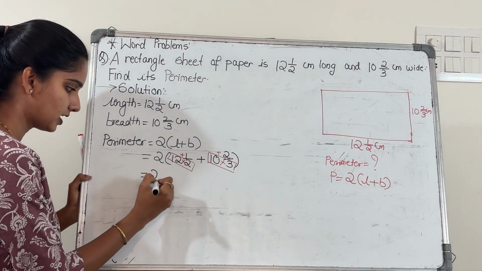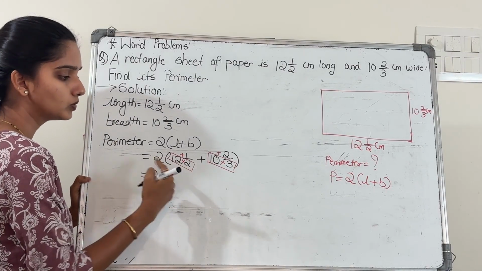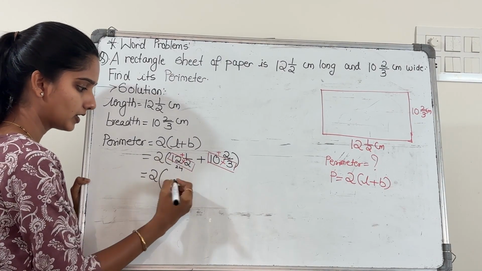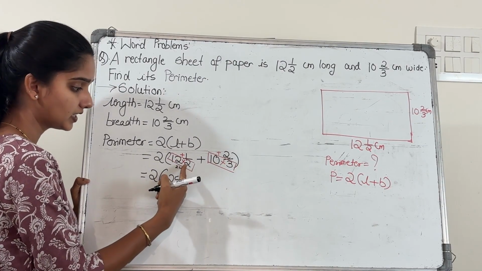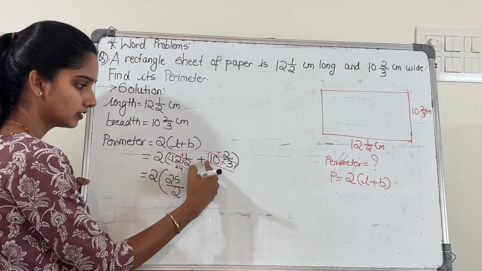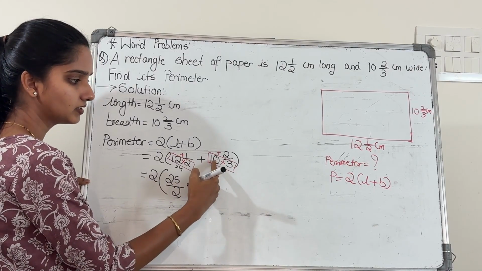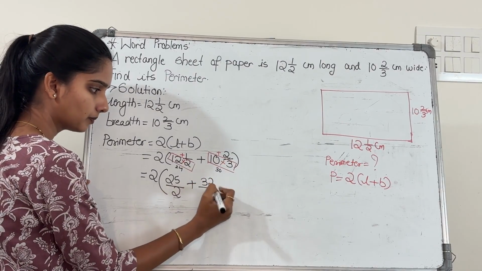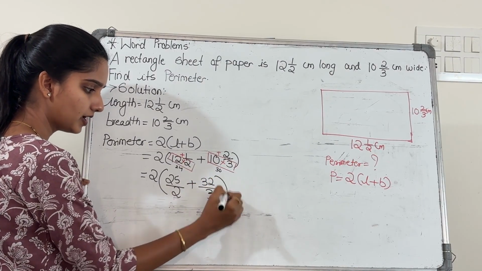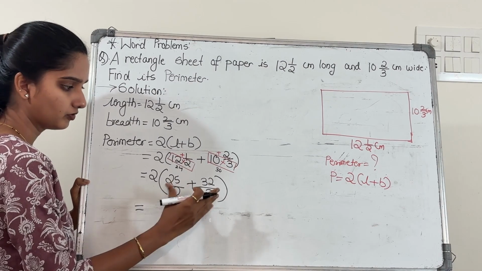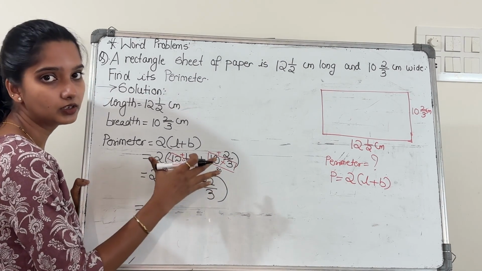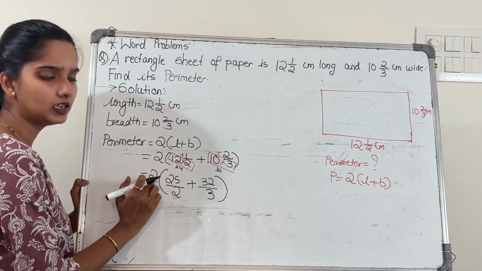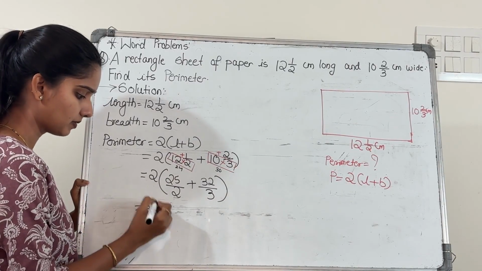This 2 will remain as it is. 12 2s are 24, and 24 plus 1 is 25. Whatever is in your denominator, you copy as it is. This plus will come as it is. Then 3 10s are 30, and 30 plus 2 is 32 upon the denominator, which will come as it is. Again, first simplify whatever is in your bracket, and then we'll multiply with 2. So 2 will come as it is.